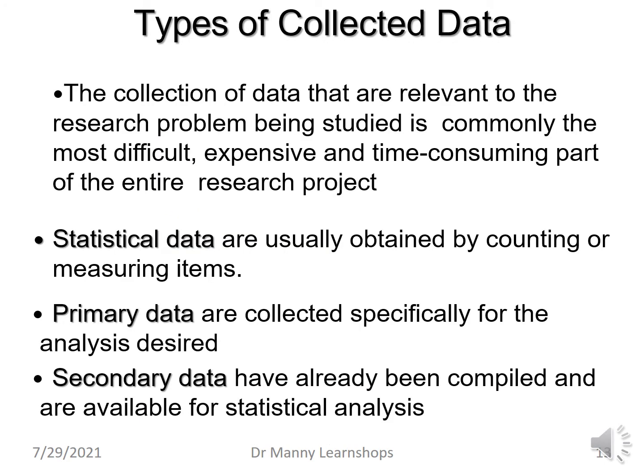So let's look at types of collected data. The data collection that are relevant to a research problem being studied is commonly the most difficult, expensive and time-consuming part of the whole project. Statistical data are usually obtained by counting or measuring items. Primary data are collected specifically for the analysis that's desired by you as the researcher, and secondary data has already been compiled and are available for statistical analysis.